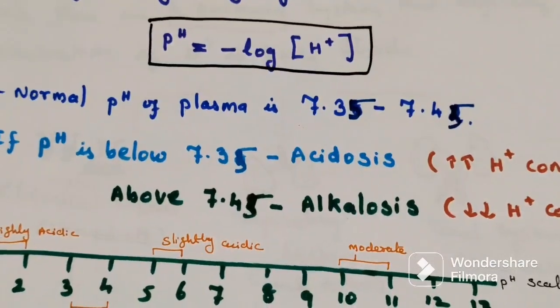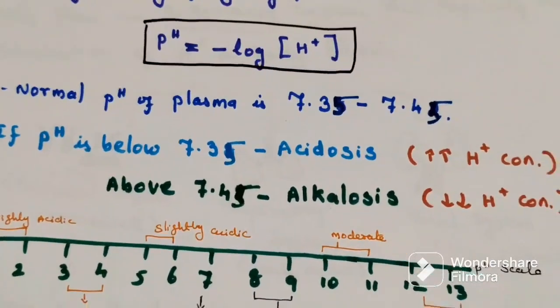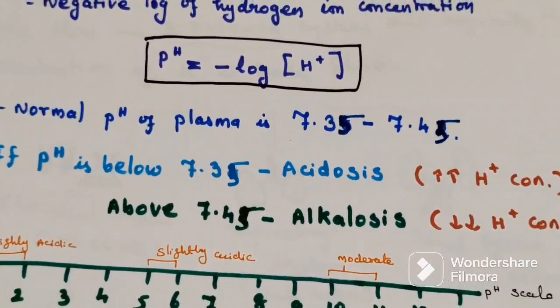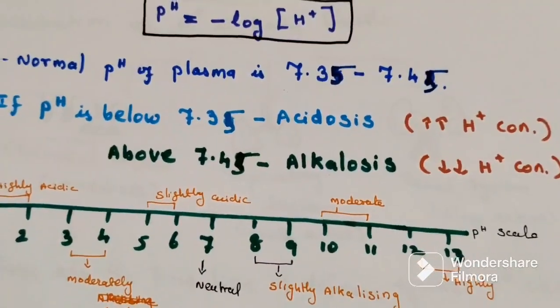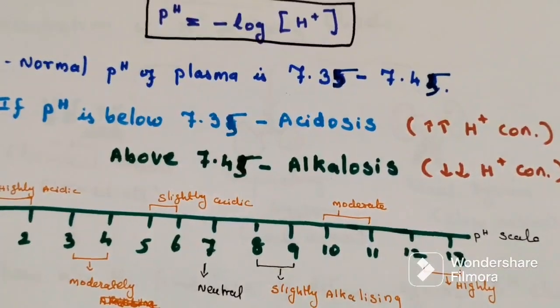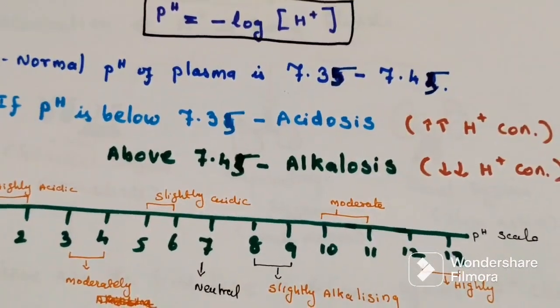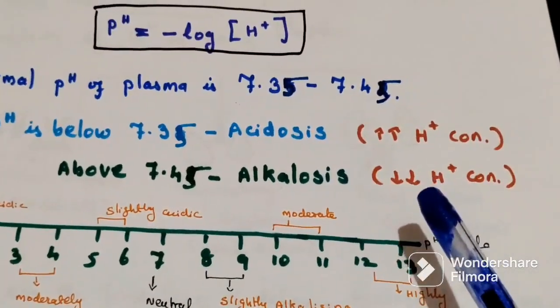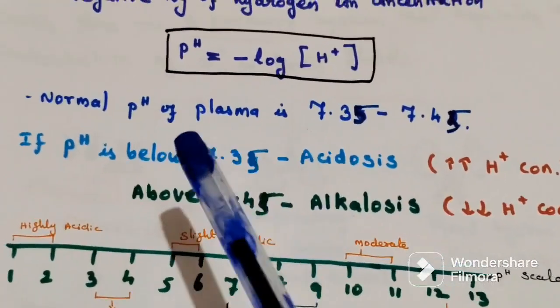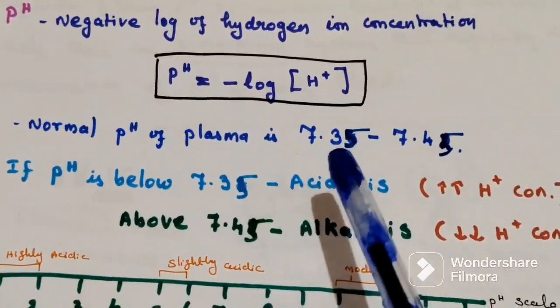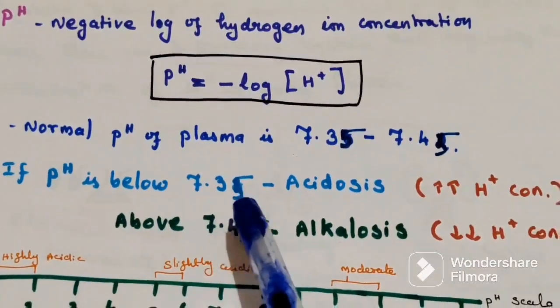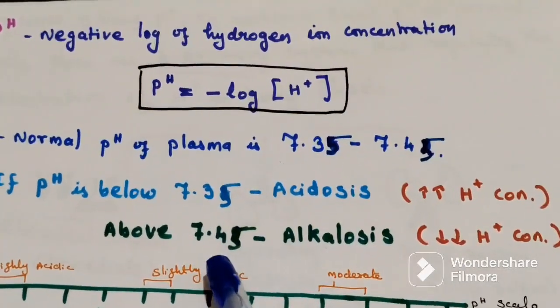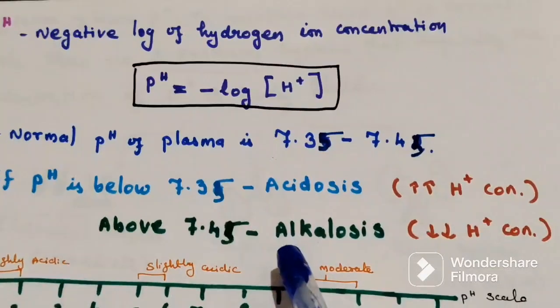Hydrogen ion concentration increases in acidosis. A pH more than 7.45 is called alkalosis. Here hydrogen ion concentration decreases. So the normal pH range is 7.35 to 7.45. Below 7.35 means acidosis, more than 7.45 means alkalosis.